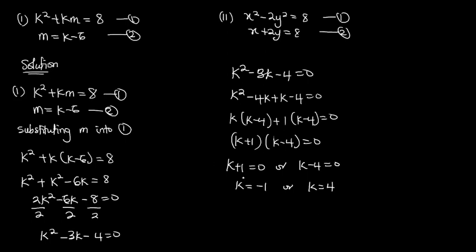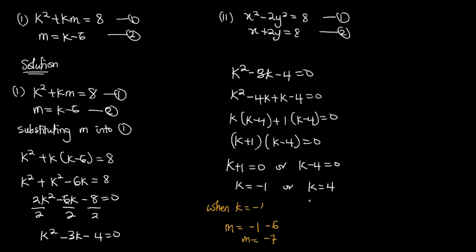Now that we have the k values, note that we need to find the corresponding m values for each of these k's. So when k is equal to negative 1, let's find the m. So m will be equal to negative 1, which is the k here, minus 6. So m will be equal to what? Negative 7 as our answer.